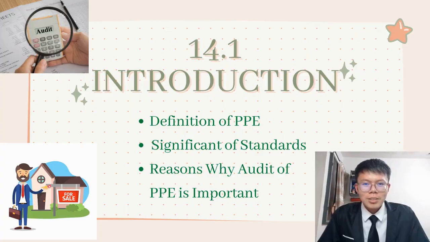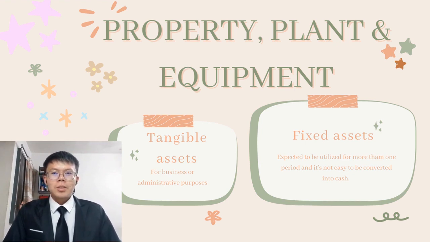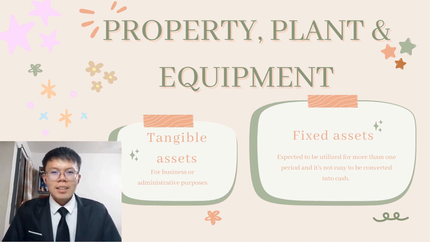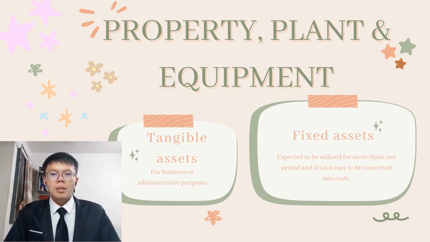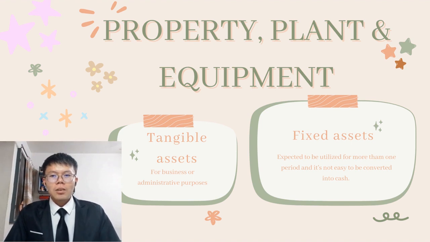According to IAS 16, property, plant and equipment, PPE, are tangible assets that are used by a company to produce or supply goods or services, for rental to others, or for administrative purposes. Since PPE are also fixed assets, they are expected to be utilized for more than one period and are not easily converted into cash. For instance, buildings, machinery, land, office equipment, furniture and vehicles are examples of PPE.